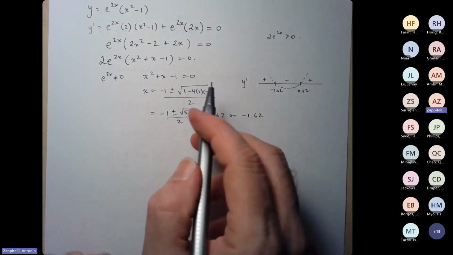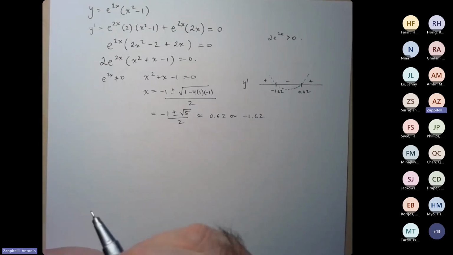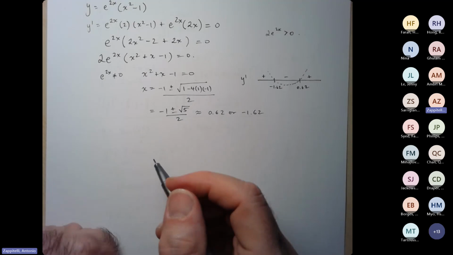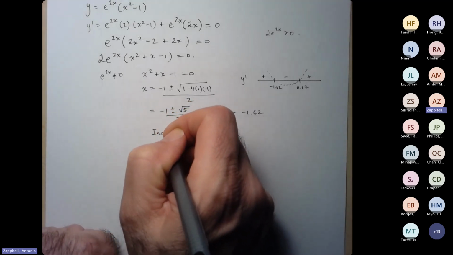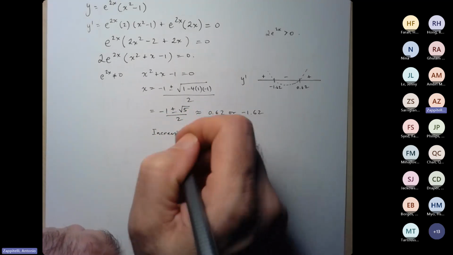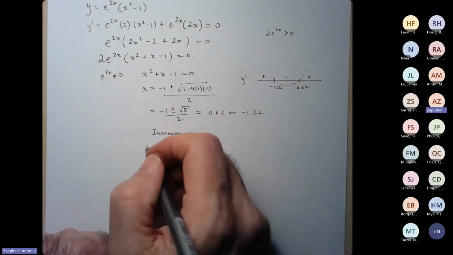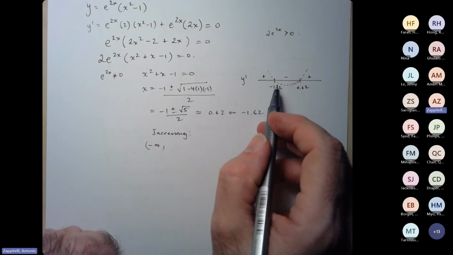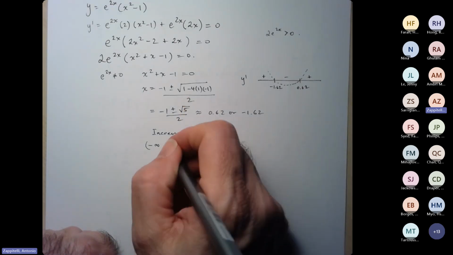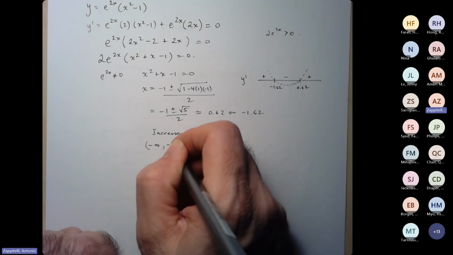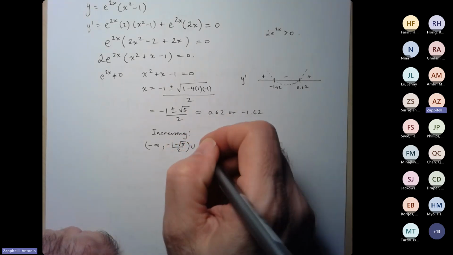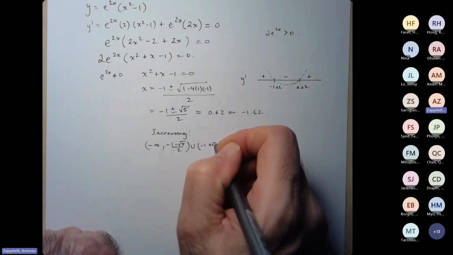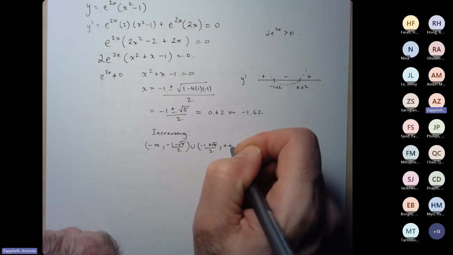Is everybody okay with that trick I just used? You see it saves me a lot of time. Okay, good. So now let's start answering our questions. When is this increasing? Well, it's increasing from -infinity all the way to, remember, I don't want to use the approximated answer, I want to use the exact answer, so -1 minus root 5 over 2. And it's also increasing in that interval from -1 plus root 5 over 2 to positive infinity.